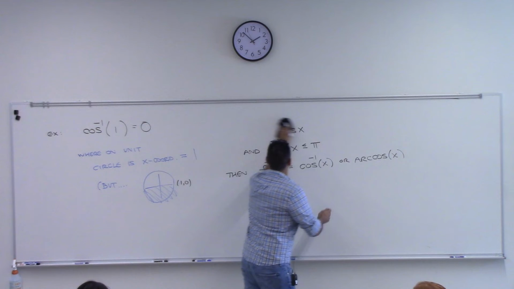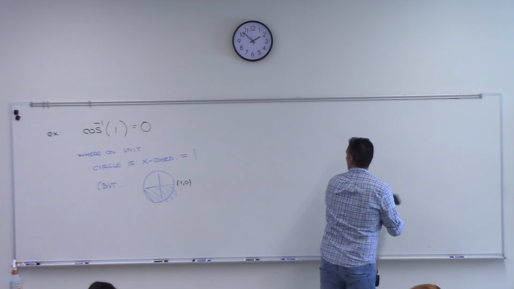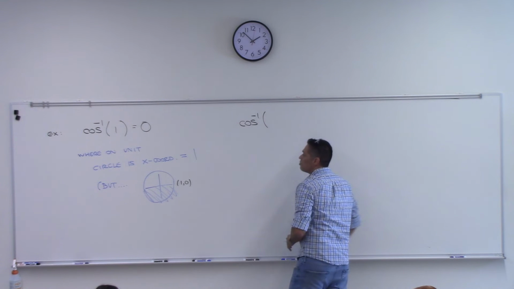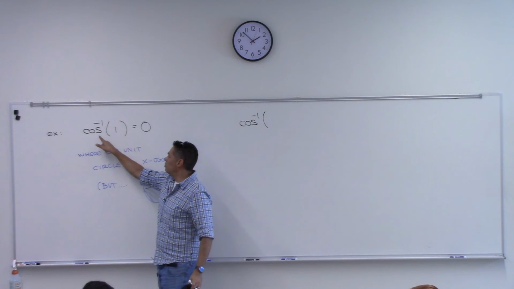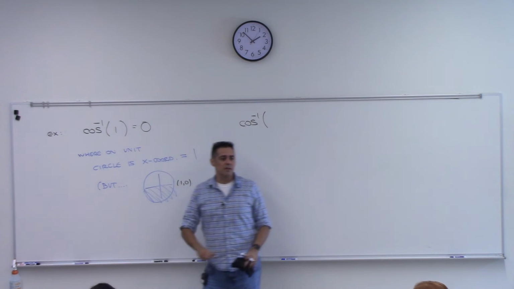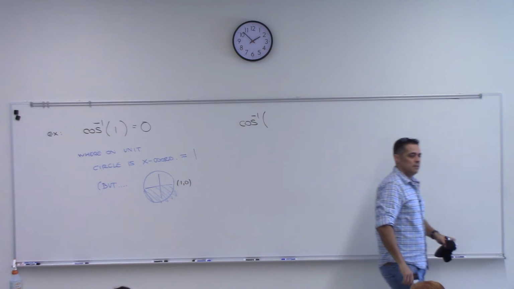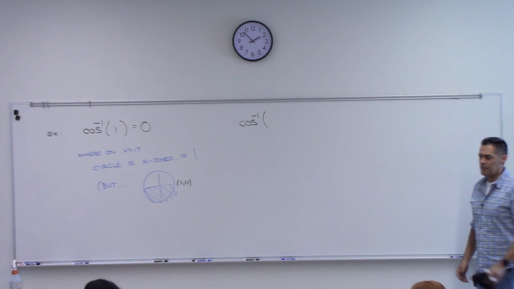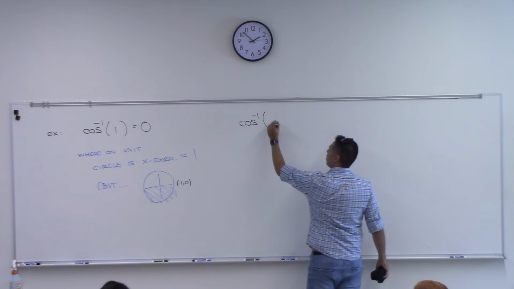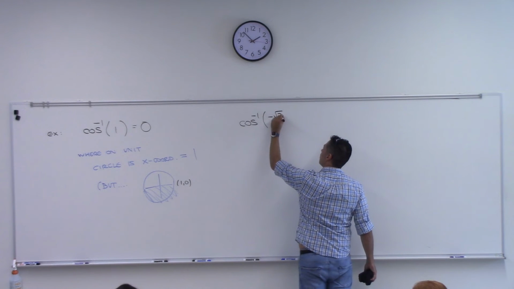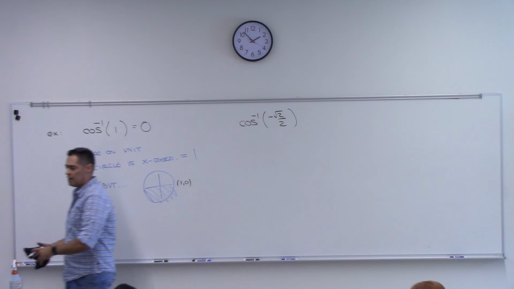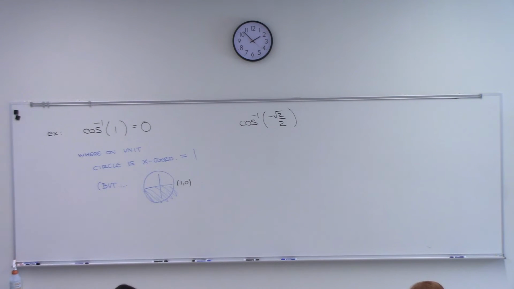How about another one? What about cosine inverse? Oh, hey, try this. On your calculator, do cosine inverse of 1. You should get 0, right? All right, how about this one? Cosine inverse of -√2/2. Ooh, you should recognize that -√2/2, right? That's a common point on our unit circle.